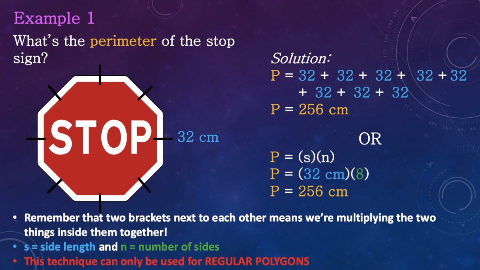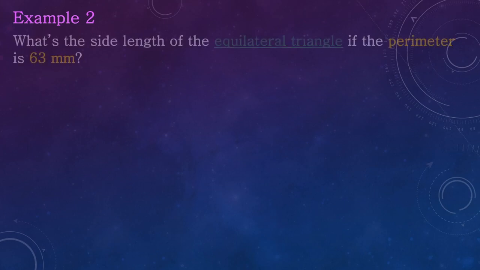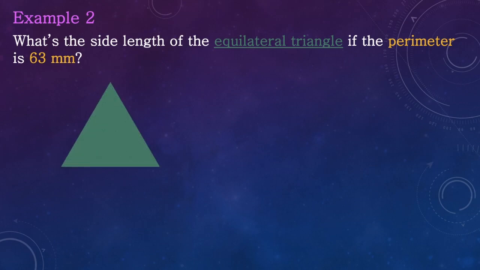Okay, so with that done, let's move to example 2. Example 2 is going to be a little bit different, but it's not too difficult. What's the side length of the equilateral triangle if the perimeter is 63 millimeters? So let's use a diagram here.